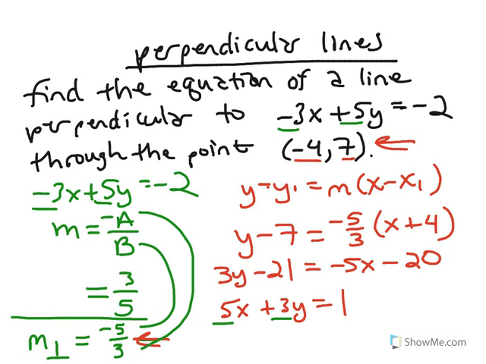Notice the numbers stay the same when the lines are parallel. They get switched around, and one of the signs changes in a perpendicular line. That way you can kind of pick those out when they happen. That may matter in the future.